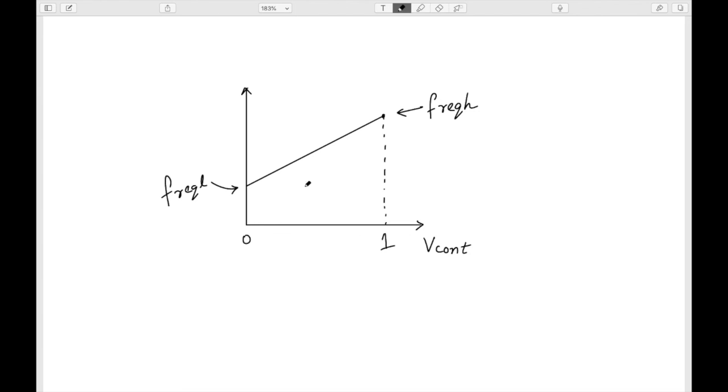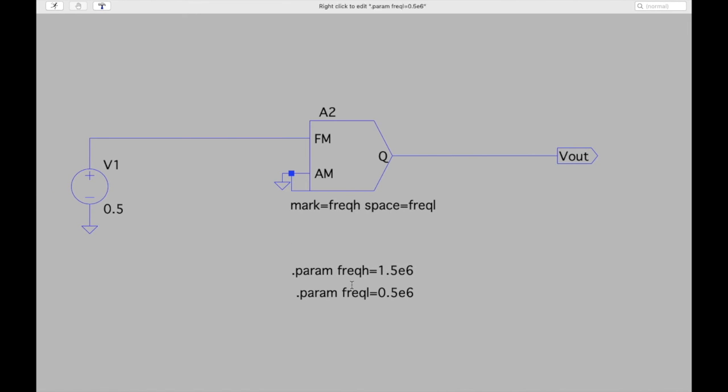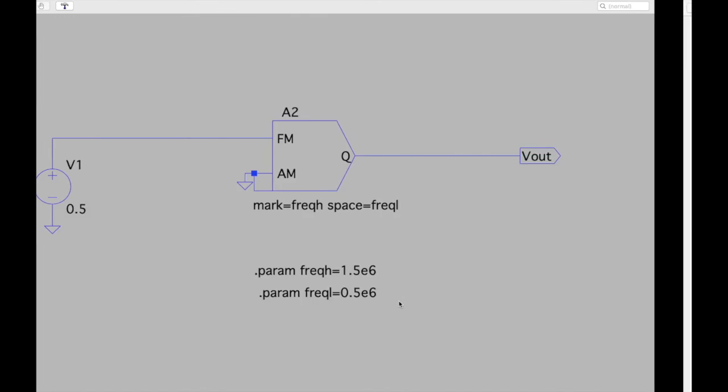And of course this is the frequency F out in hertz. So this is the characteristic which is given by these two parameters. Now from this we can easily find out the KVCO. In this case FREQH is 1.5 megahertz and FREQL is 0.5 megahertz.